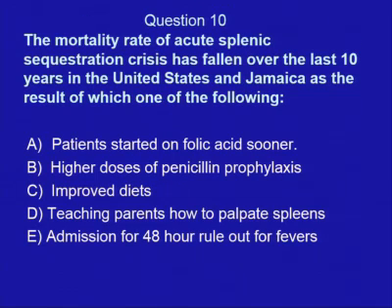All right, so the mortality rate of splenic sequestration has fallen over the last 10 years, and why has that happened? So patients are started on folic acid, higher doses of penicillin, better diet, teaching patients to palpate a spleen, or admitting for 48 hours every time they have fevers. What reduces splenic sequestration risk?